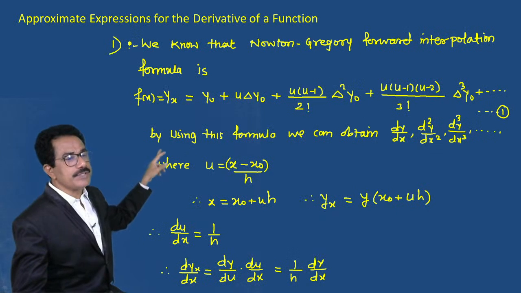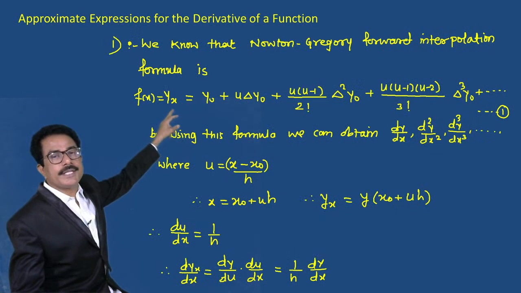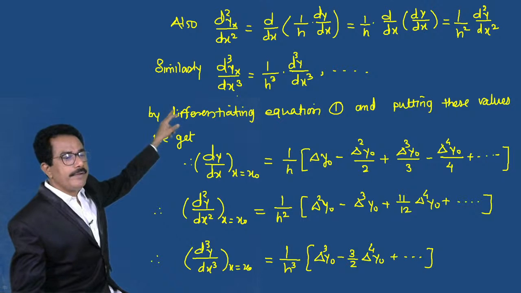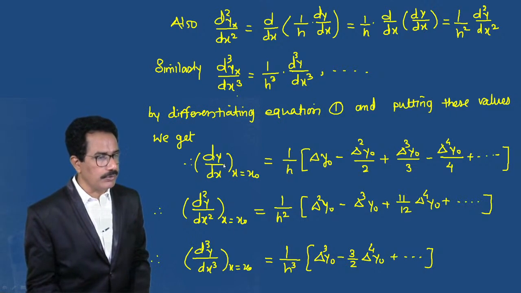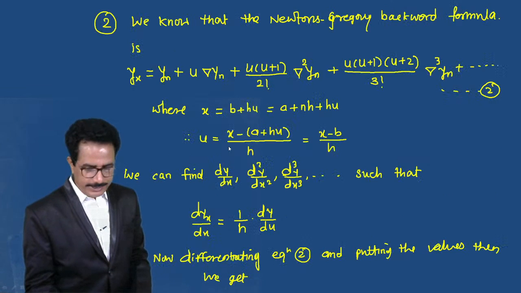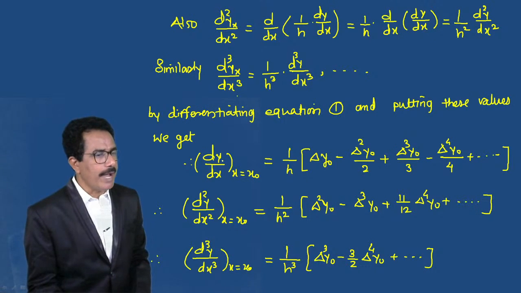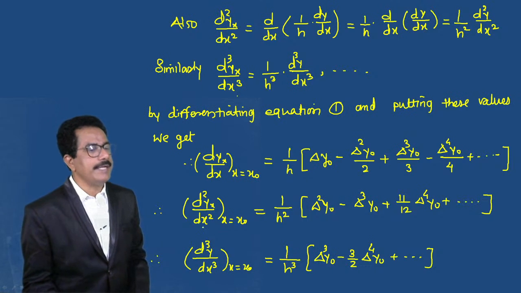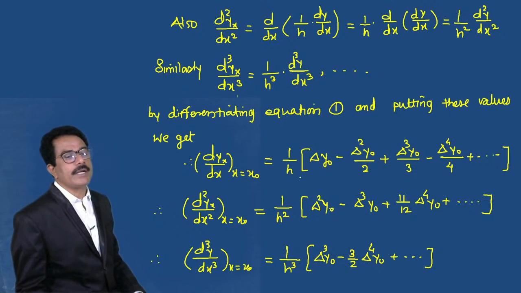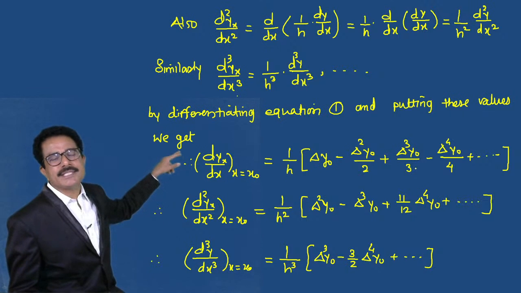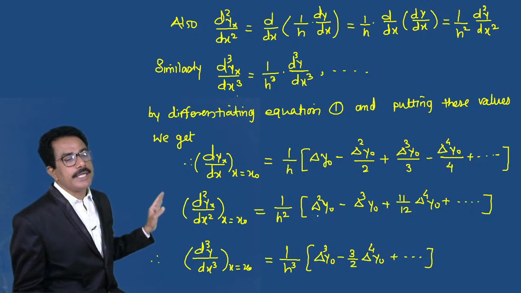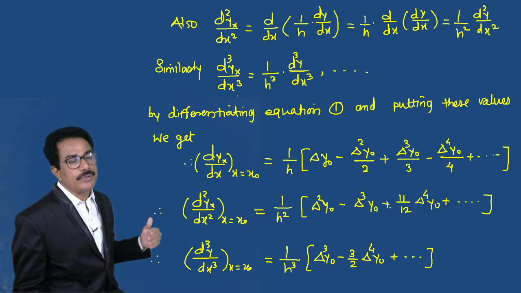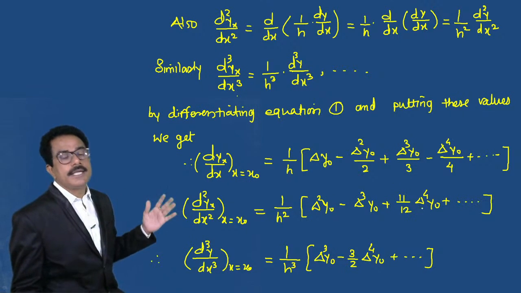आता इक्वेशन डिफरन्शिएटिंग करा. So differentiating this equation with respect to x, then we get, मग अशा पद्धतीने डेरिव्हेटिव्ह येतो. So we can write d2y by dx square which is equals to 1 upon h. हे येतो. फक्त हे फॉर्म्युले लक्षात ठेवा, बाकी डीप मध्ये जाण्याची गरज नाही. d2y by dx square at x is equals to x0 then 1 upon h square delta 2y0 minus delta 3y0 plus 11 by 12 delta 4y0.